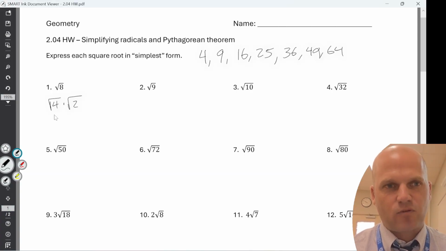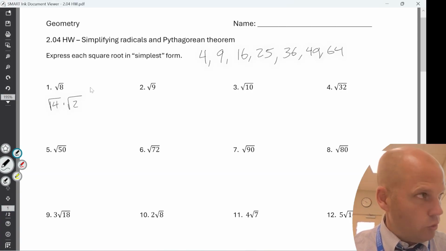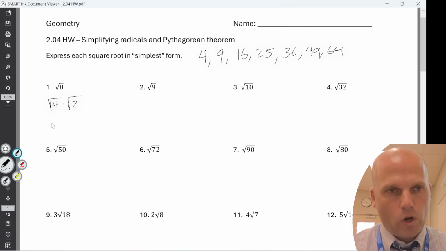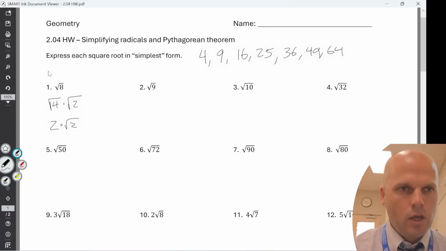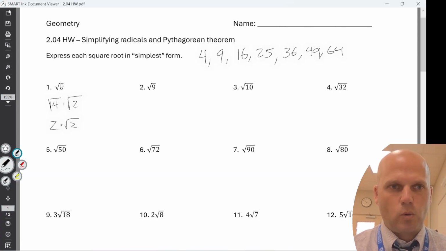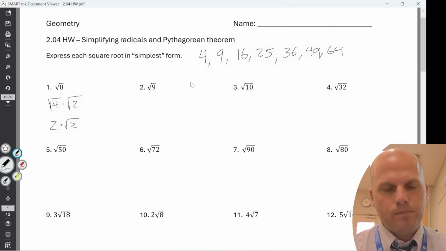So I know that 8 is 4 times 2. So I say root 8 is root 4 times root 2. Now the square root of 4 is 2. The square root of 2 is just the square root of 2, is not nicely square rootable. The simplified version of square root 8 is 2 square root 2.